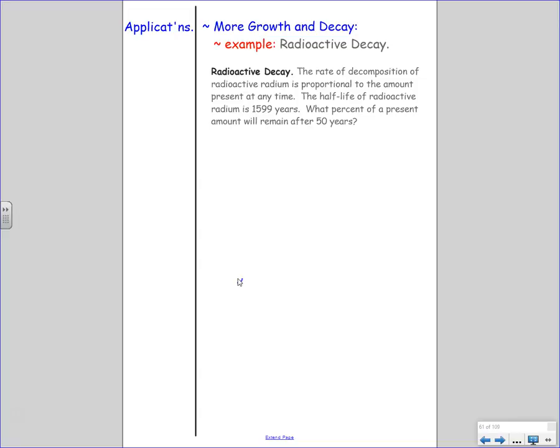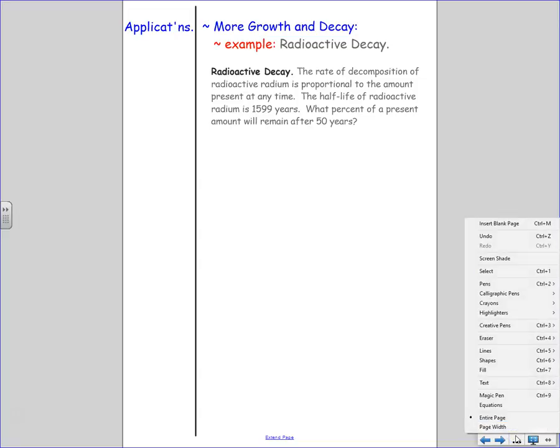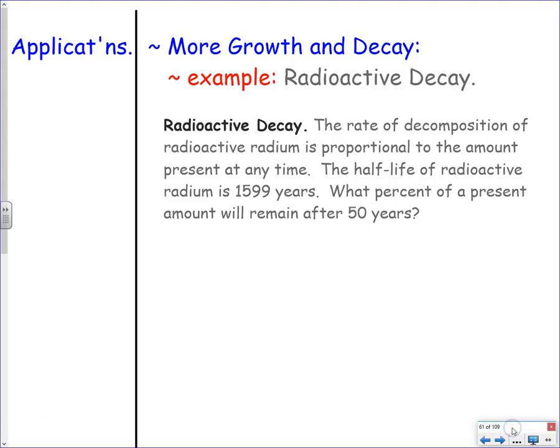All right, this is exciting. The rate of decomposition of radioactive radium is proportional to the amount present at any time. The half-life of radioactive radium is 1,599 years. What percent of a present amount will remain after 50 years? Mathematically, how do we think through this without memorizing all sorts of extra formulas with half-life and doubling? Ideas. This is directly proportional, what can we use?